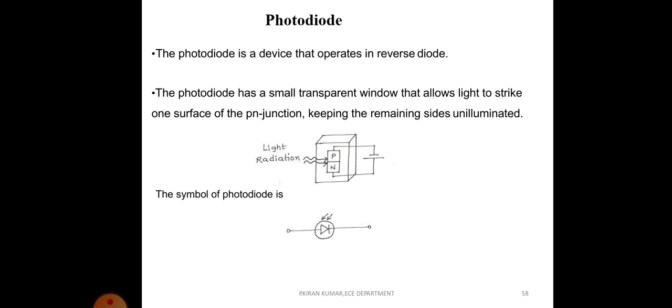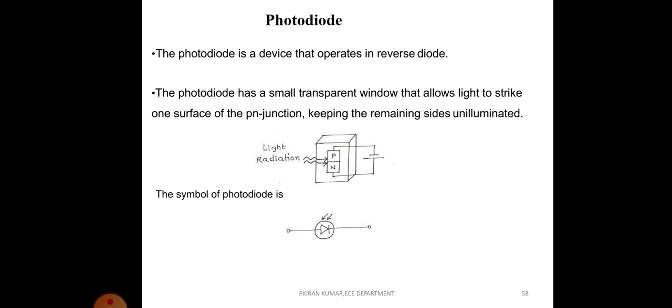The diode has a small transparent window that allows light to strike one surface of the PN junction, keeping the remaining sides dark. The symbol of a photodiode has an arrow mark pointing onto the diode. If you see the LED, the arrow mark is outside; here the arrow mark is inside. That is the main difference between the LED and photodiode. So a photodiode operates in reverse bias only.